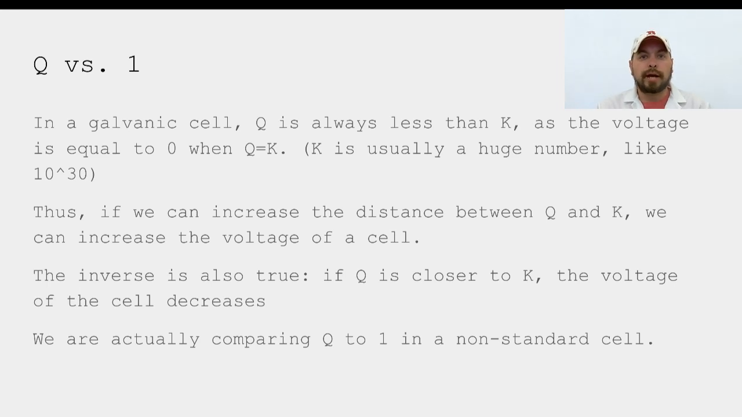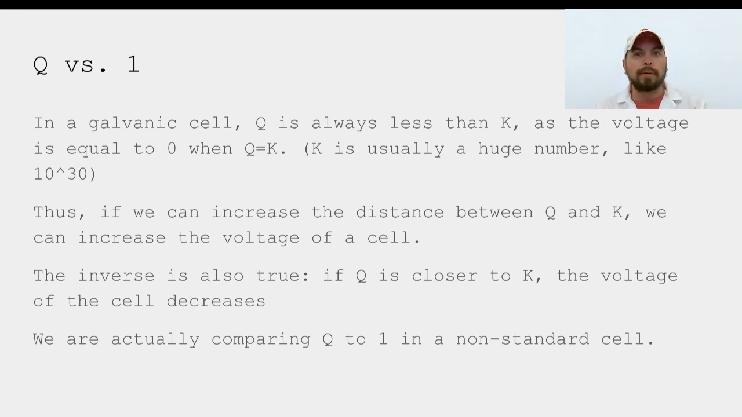So the question is not, are we comparing Q to K? It's, how do we compare Q to 1? Q cannot be greater than K in a battery. Remember, a battery that's functional is always going to be spontaneous. When Q is greater than K, we end up with a process that would favor the reverse. Well, that's not a functional battery. Going in the reverse is not functionally going to make your battery spontaneous in the forward direction. It's the opposite. So in a functional battery, Q is always less than K.